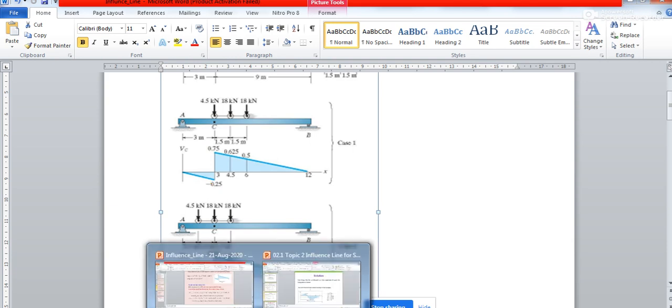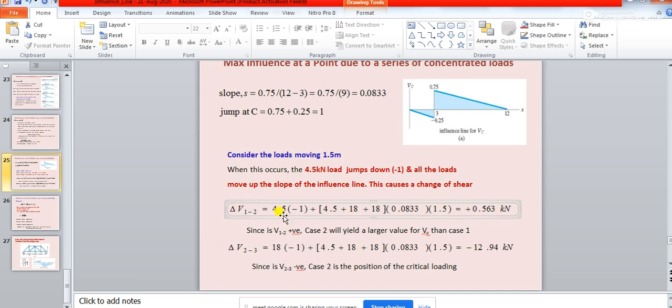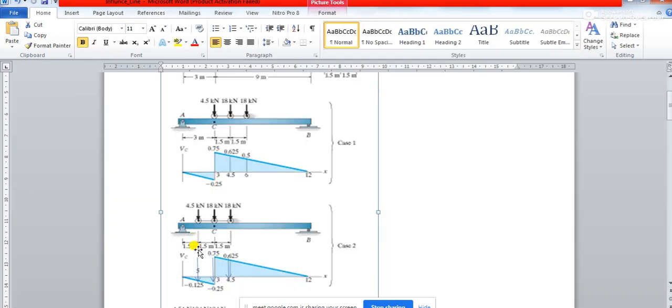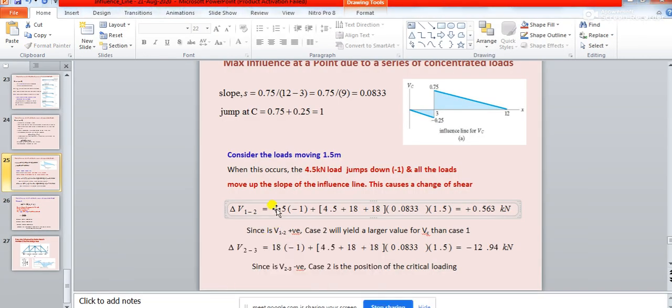And if you go to the slide now, you will understand. See the change in shear from position 1 to position 2. When it is moving from position 1 to position 2, you see what is happening? This 4.5 kilonewton load is dropping by 0.75 plus 0.25, and as it is a drop, it will be considered negative. So first, you are doing 4.5 multiplied by -1, and this -1 is nothing but 0.75 plus 0.25. As it is a drop, it is multiplied with a minus sign.